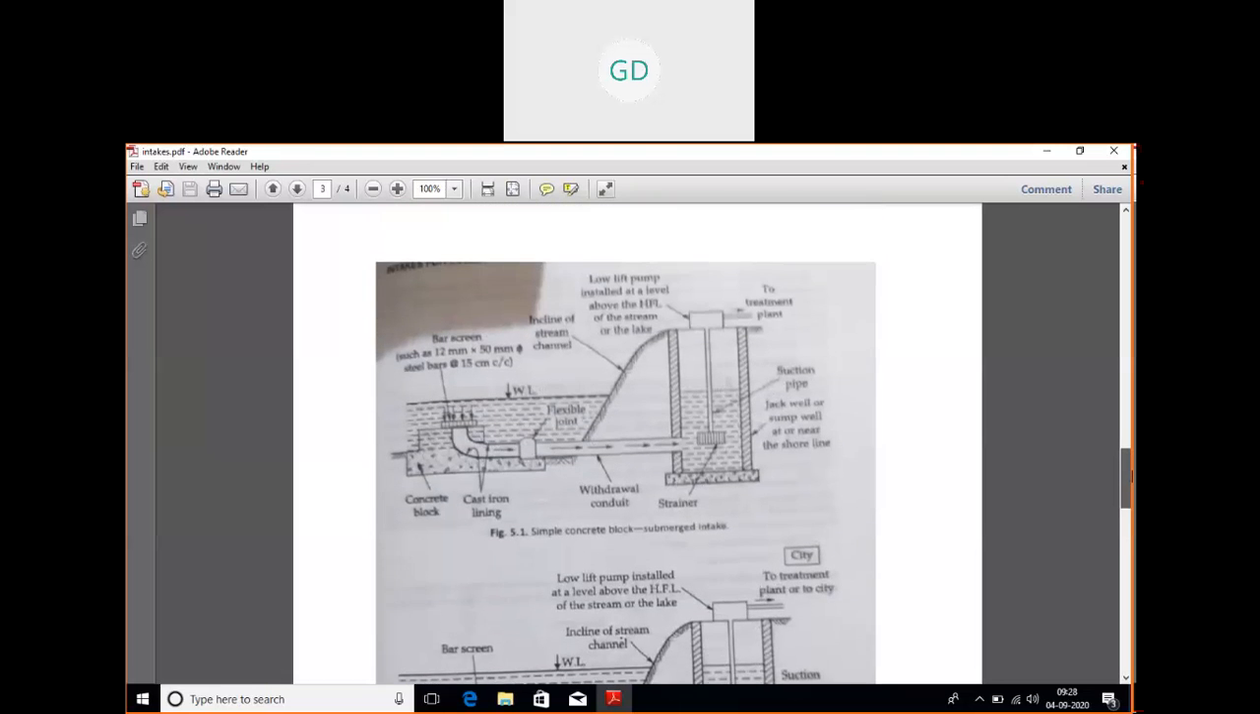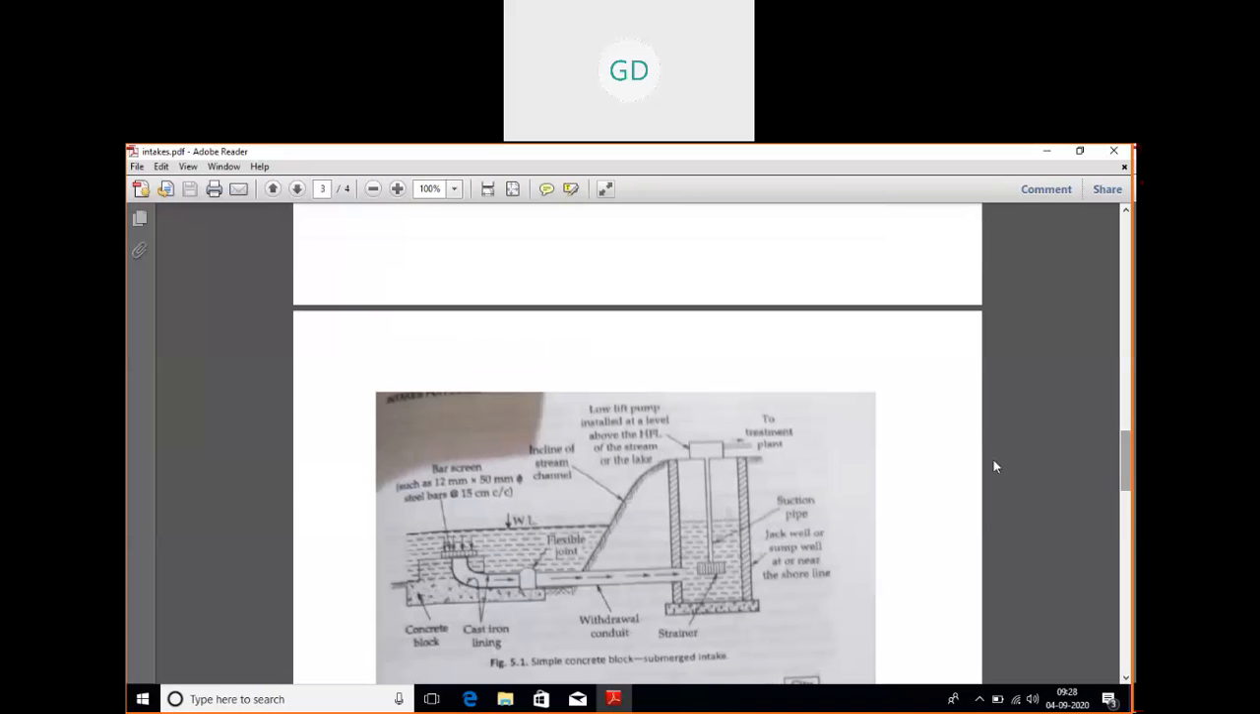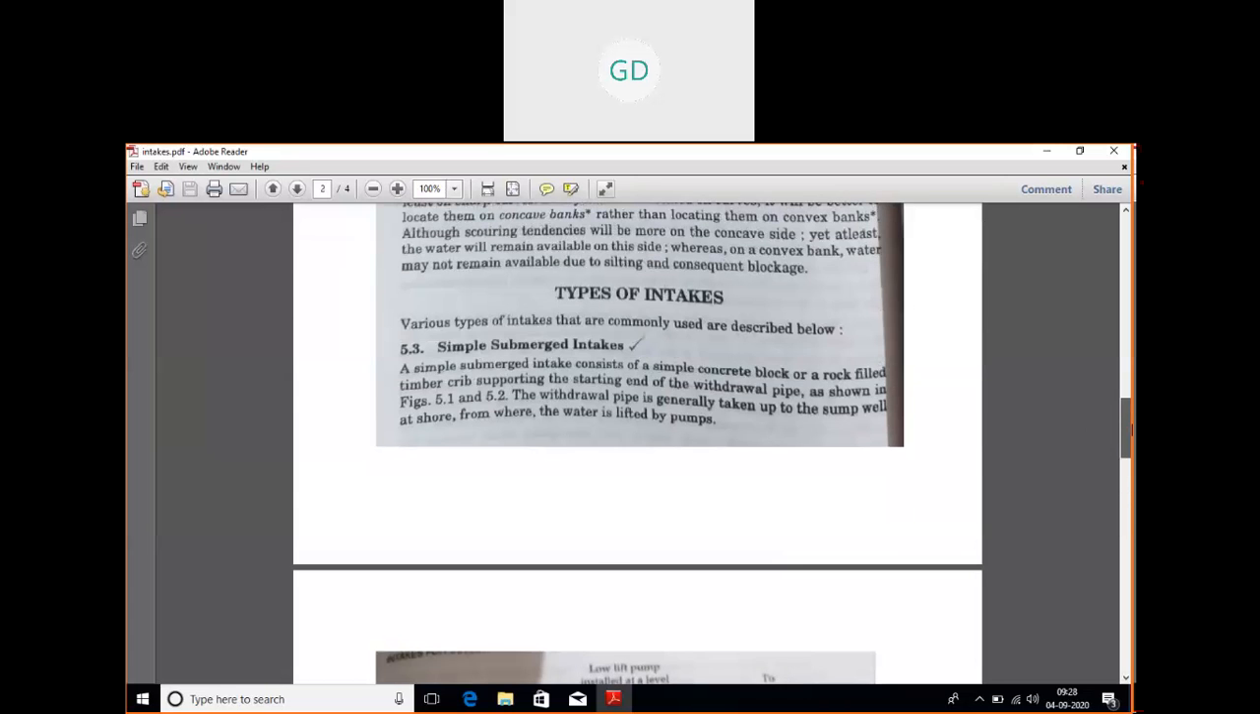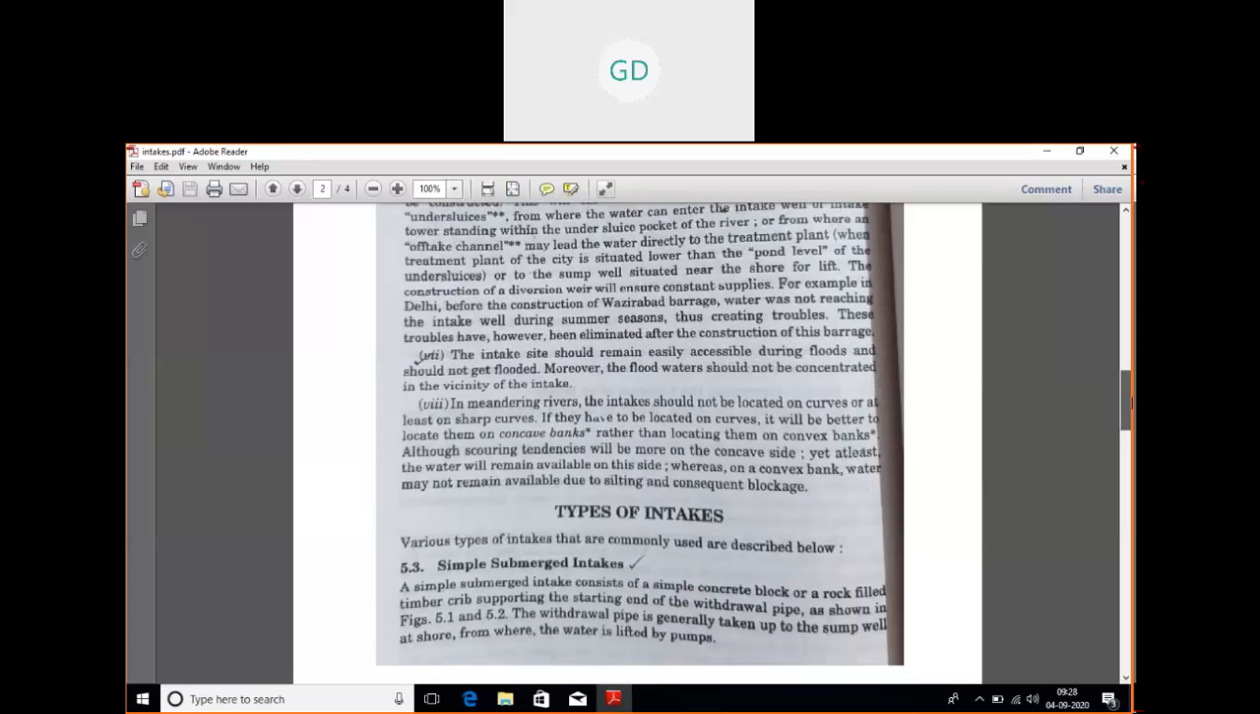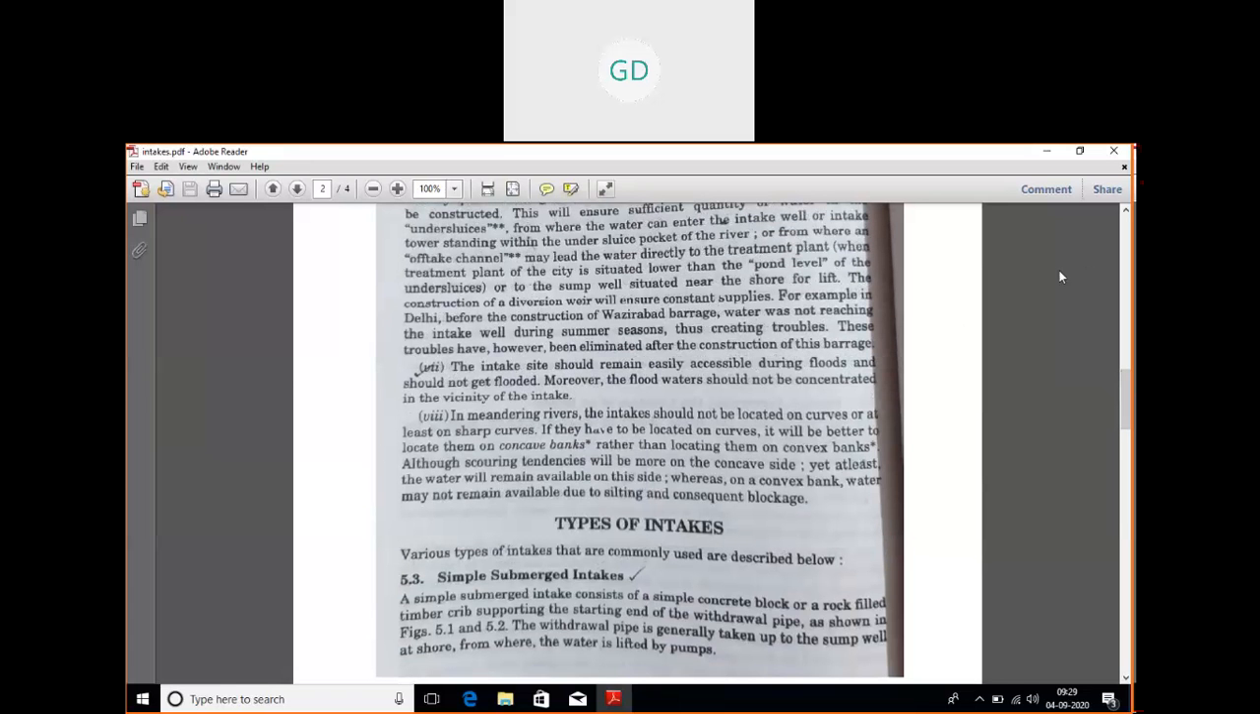Okay, so I'm closing this one, okay? I hope everyone has taken the screenshots. By chance, if you need the PDF, I can share it with you in your group, okay?